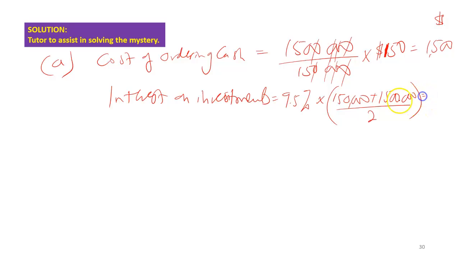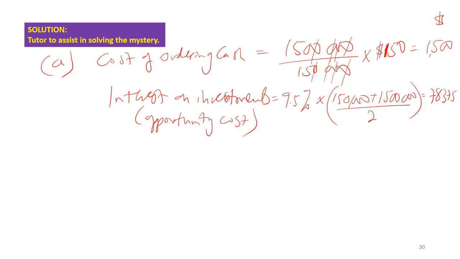So what is the figure we get here? 9.5% multiplied by 150,000 plus 1.5 million, over 2. I think it is going to give us 78,375. You can check with your calculators if that figure is correct. So that is an opportunity cost. It's a relevant cost, remember.